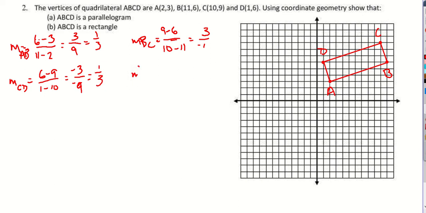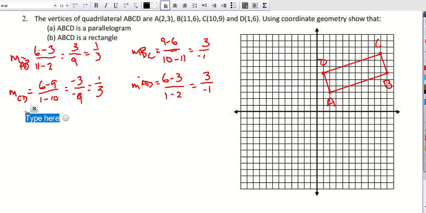Perfect. And then the slope of AD, which is 6 minus 3, starting with D, and then 1 minus 2. And so here we go. We're going to get 6 minus 3, which is 3. 1 minus 2 is negative 1. And there we have it. So we're going to go ahead and say that this is a parallelogram. Opposite sides are equal, and we know that slopes are the same. So ABCD is a parallelogram.